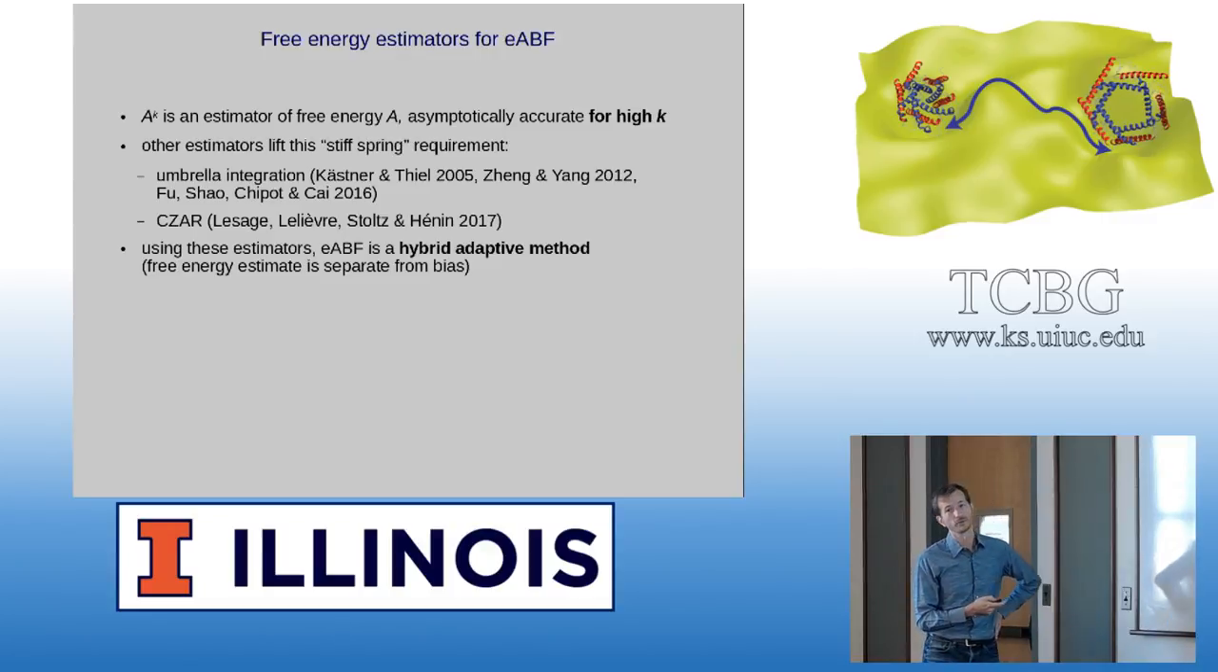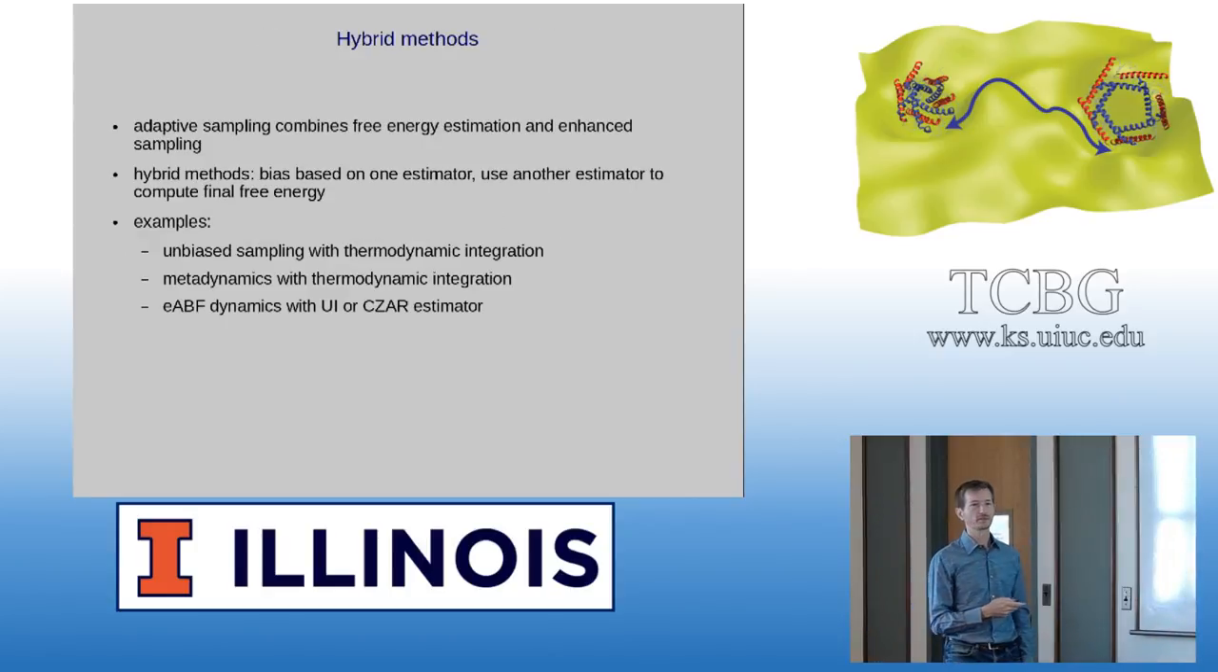And if you want a more accurate estimate of the free energy, essentially if you don't have a stiff spring, then you need different estimators, and there are two available. There's umbrella integration, and there's the XAR estimator, and they're both available in MD. And once you use those estimators, you're doing something that's kind of new: you have the adaptive dynamics using some free energy estimate, and you're computing your free energy using a different estimate. So I would probably call that a hybrid adaptive method. Really, the free energy estimate is separate from the biasing system. So let's have a quick look at what these other hybrid methods could be.